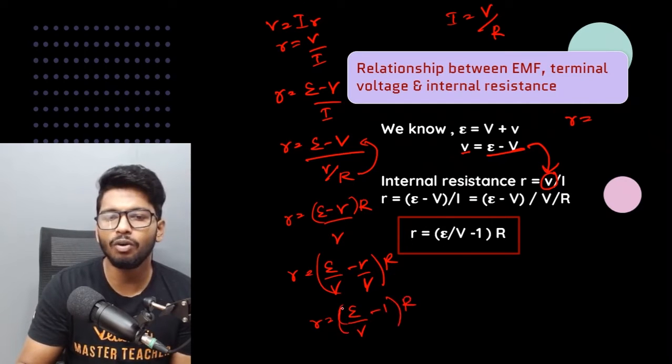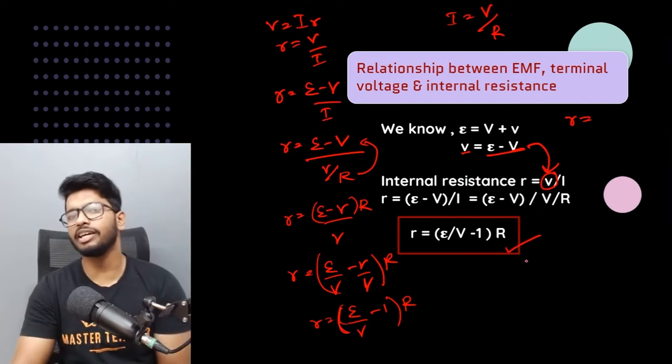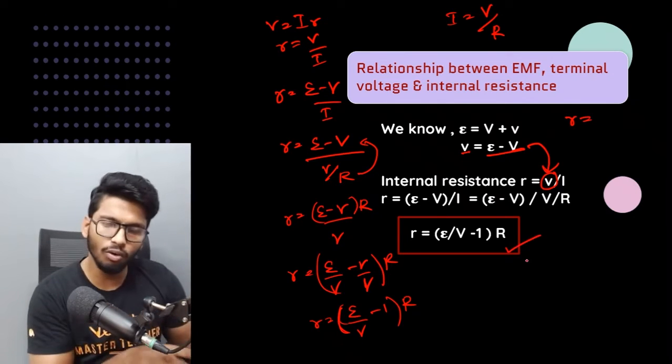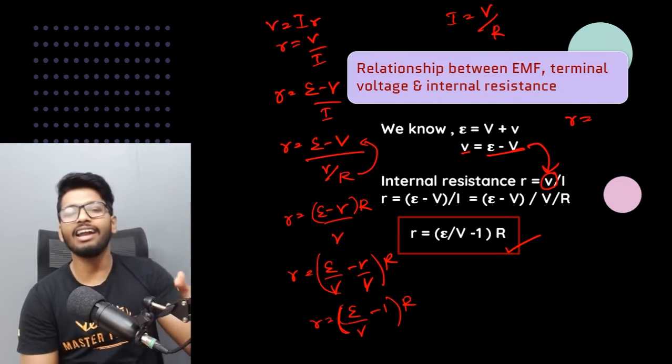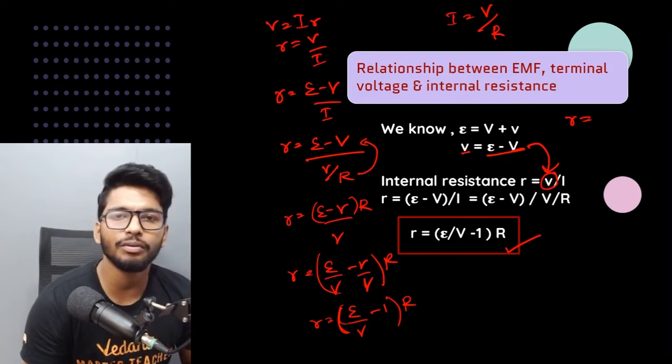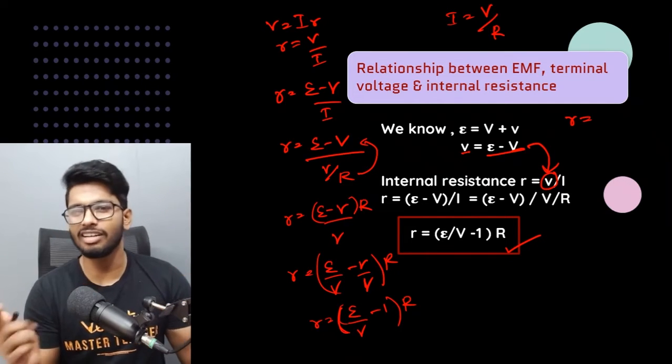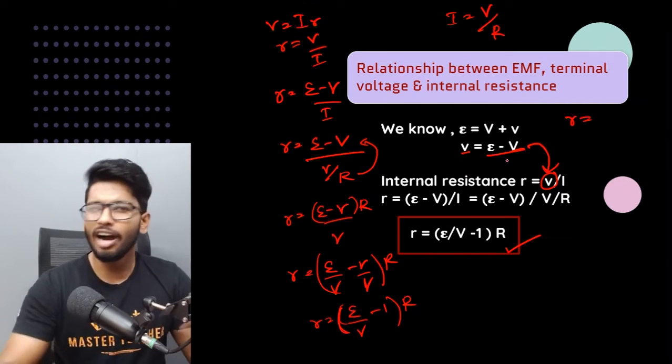This is the relationship that you see, guys, between terminal voltage, your internal resistance, and the EMF of a particular cell. So this is the relationship. It's a very simple relationship. I hope you've understood this.